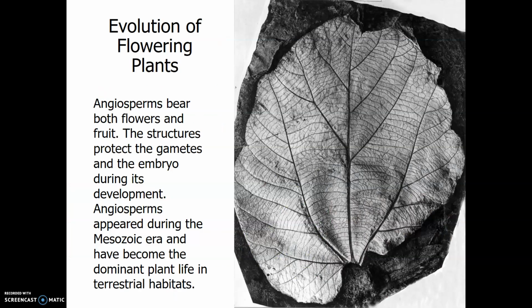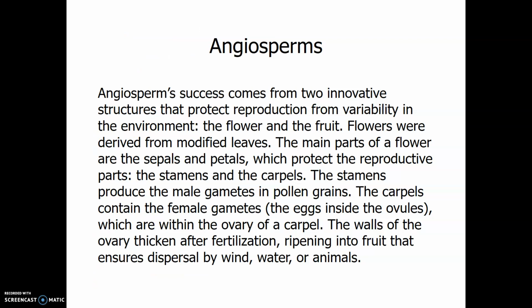So now we're to the angiosperms. Angiosperms are characterized by having flowers and fruit. The ovary actually develops into a fruit. So when you eat a fruit, you are eating the ripened ovary of a flowering plant. The angiosperms are the dominant plant type today. Flowers are modified leaves, modified sporophylls. That's one of your quiz questions.